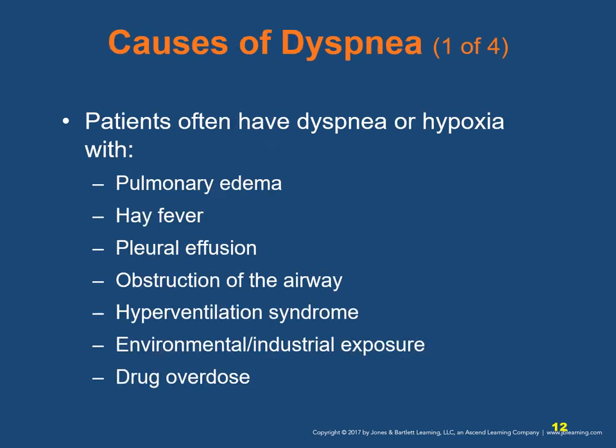Causes of dyspnea. Dyspnea can be caused by many medical problems. If the brain is deprived of oxygen, a patient may not be alert enough to complain. Altered mental status may be a sign that the brain is dysfunctional because of severe hypoxia. Patients often have difficulty breathing or hypoxia with the following medical conditions: pulmonary edema, hay fever, pleural effusion, obstruction of the airway, hyperventilation syndrome, environmental or industrial exposure, carbon monoxide poisoning, or drug overdose.